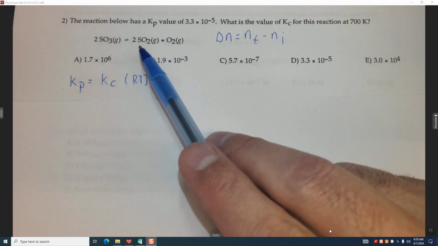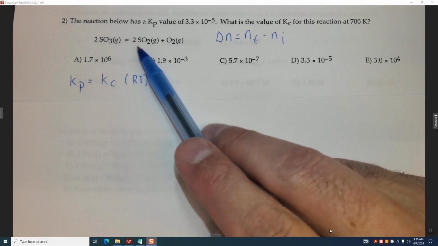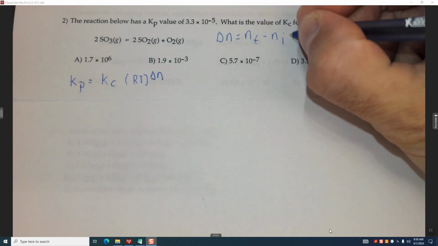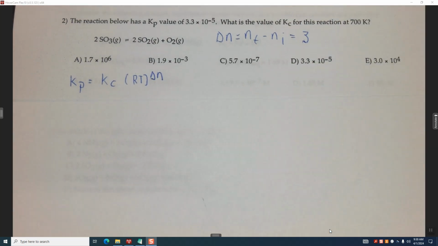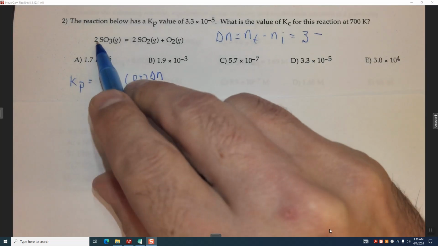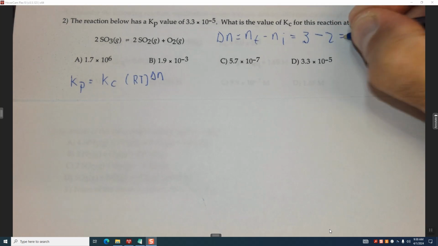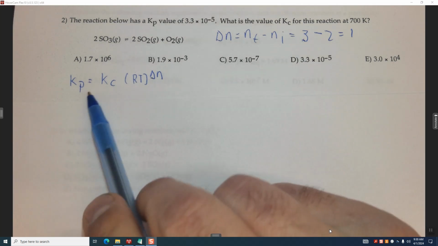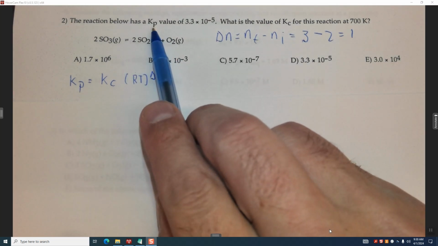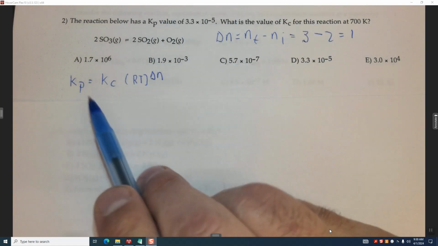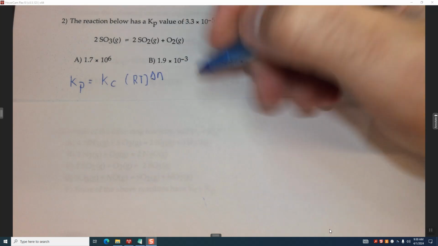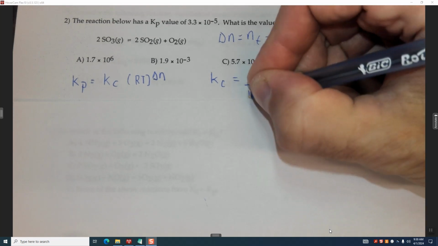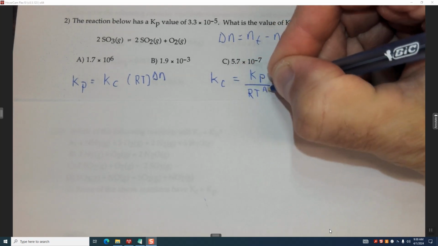So let's take a look here. The final state, or the products state, we have 2 moles of SO2 and 1 mole of O2 for a total of 2 plus 1, which is 3 moles of gas. So it's going to be 3 minus, if we look at the reactant side, we have 2 SO3 and that's it, so 2 moles of gas, which equals 1 mole of gas, which is changing. Now we need to rearrange this, because in this case we're given the Kp, and we're asked for the Kc. So we have to divide both sides by RT to the delta N. And we find that Kc equals Kp divided by RT to the delta N.